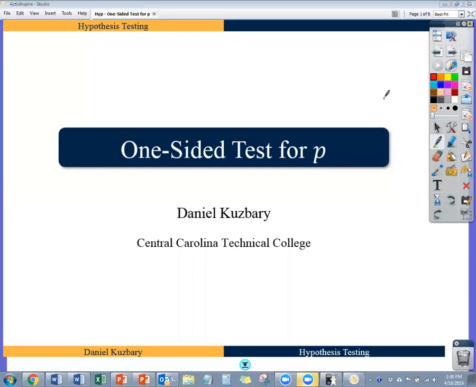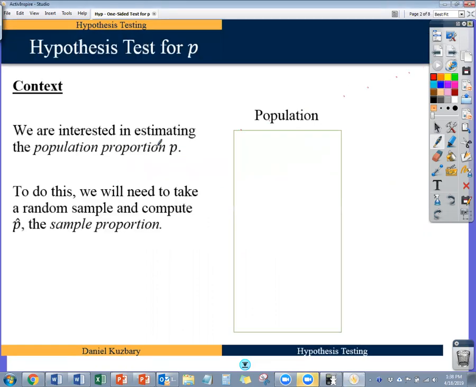This is Daniel Coosbury, and in this video, I'm going to give you an example of how to perform a one-sided hypothesis test for the population proportion that we call little p. So we're interested in estimating the population proportion, and we're labeling it with a little lowercase p.